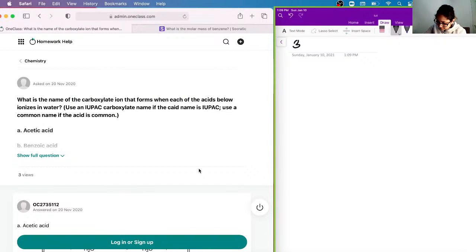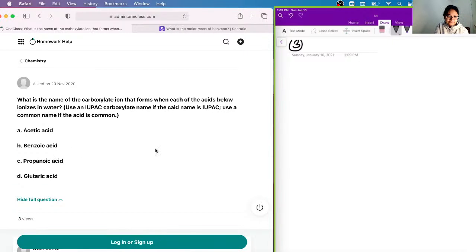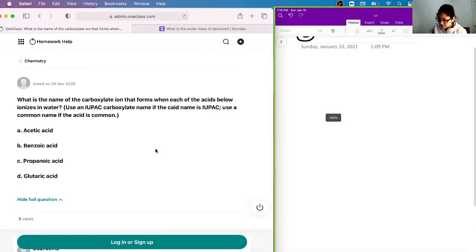The next question says, what is the name of the carboxylate ion that forms when each of the acids below ionizes in water? Use an IUPAC carboxylate name if the acid name is IUPAC. Use a common name if the acid is common. So we have 4 acids here. Let's start off with the first one, which is A.